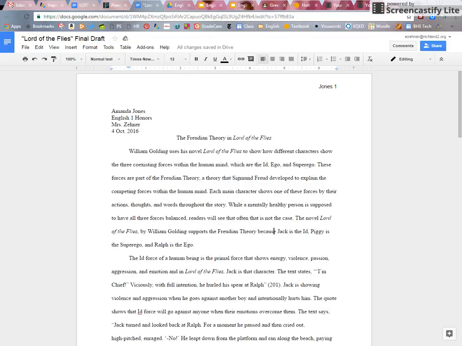In this case, we've clearly identified the author as William Golding, then the title of the novel, Lord of the Flies, and how the different characters show three coexisting forces within the human mind: the id, ego, and superego. This hook is very clear. Then the author talks about how these are part of the Freudian theory, a theory created by Sigmund Freud to explain the competing forces within the human mind, and that each main character of the story shows one of these forces through their thoughts and actions. This makes perfect sense. It's very clear. It's a very brief summary of the theory and why it's there.